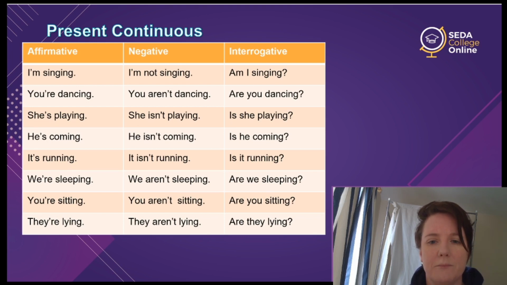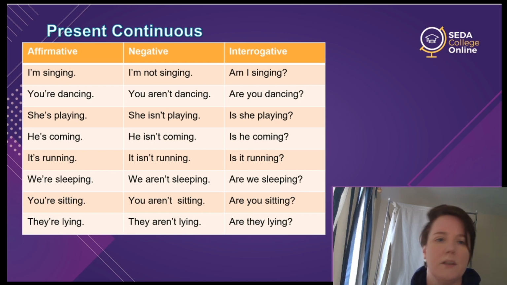Is it running? We're sleeping. We aren't sleeping. Are we sleeping? You're sitting. You aren't sitting. Are you sitting? They're lying. They aren't lying. Are they lying?